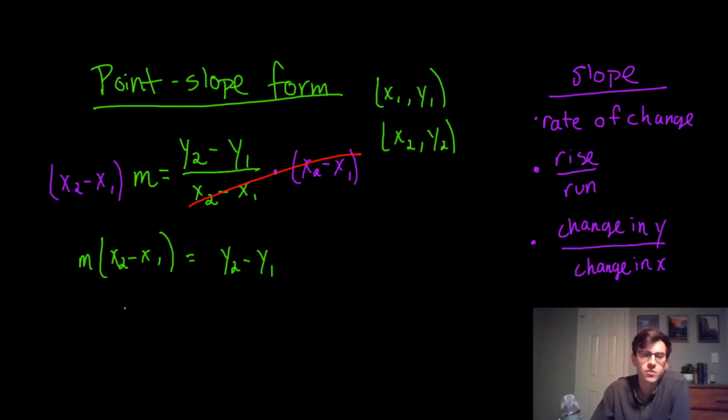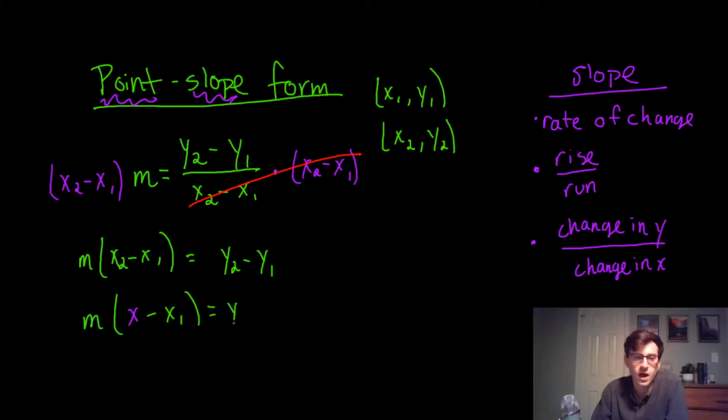And what we do in point slope form is we just say, well, instead of having a second point, we just want 1 point and a slope. So I'm going to take out the second point, and I'm just going to call it generally x, equals y minus y1. I'm just showing you that I'm replacing x2 and y2 with x and y. Not a big deal. So then this right here is point slope form.